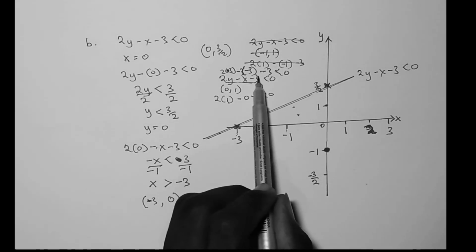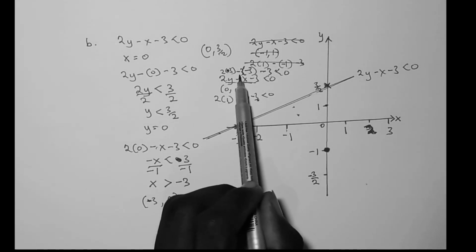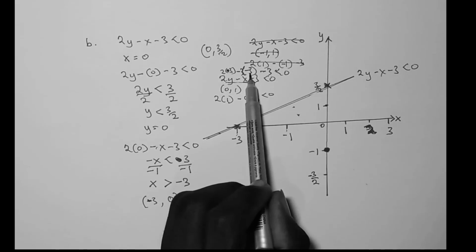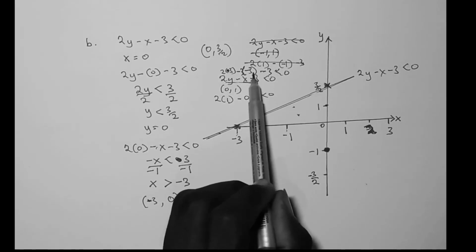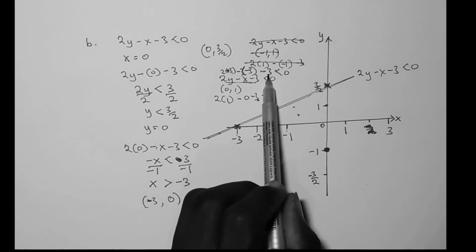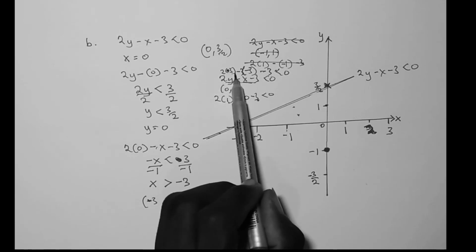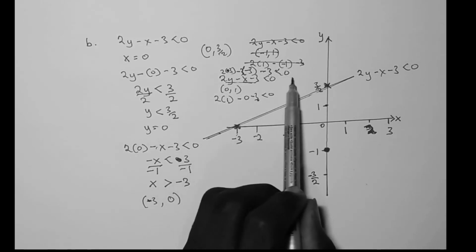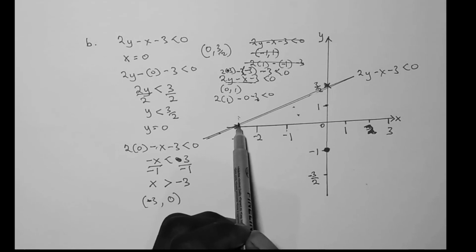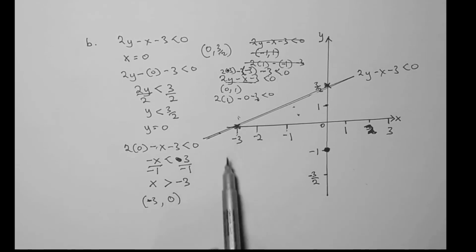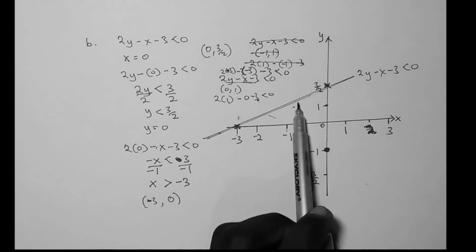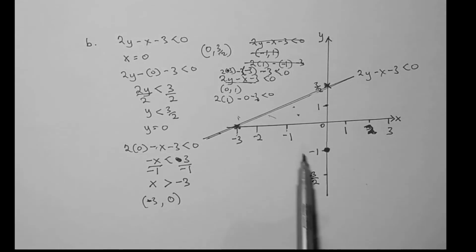So this becomes minus 3 becomes plus 3. 3 minus 3 is 0. Now 2 times 3 is 6. But 6 is not less than 0, and therefore the region above the line is not the required solution. The only region that is the required solution is the region below the straight line.